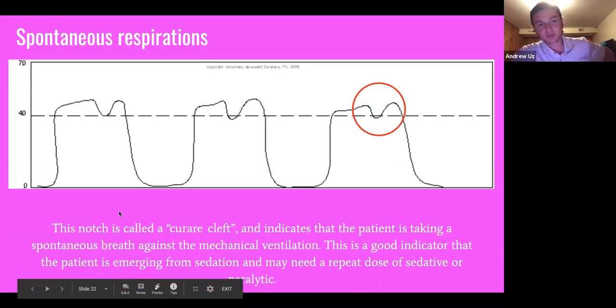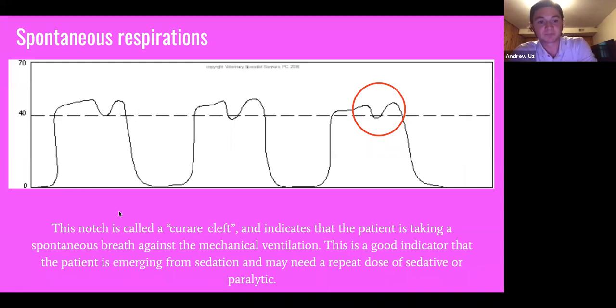So this last one here shows spontaneous respirations. This is called a Curare cleft. If you're ventilating a patient who's apneic and you see these clefts here, what this represents is that the patient's taking a breath against the ventilation that you're providing them. This means the patient is most likely emerging from the sedated state that they're in.